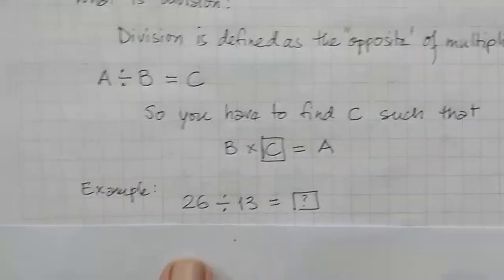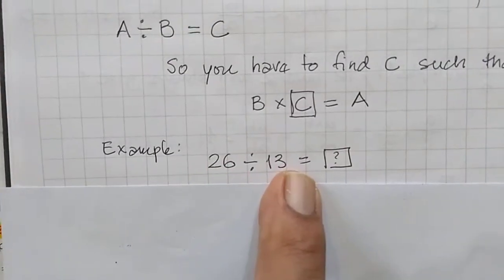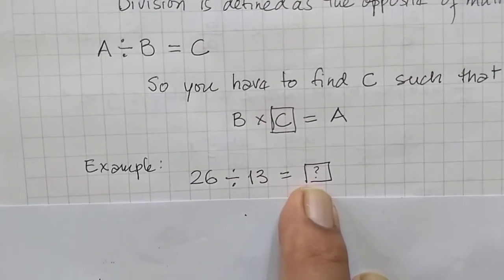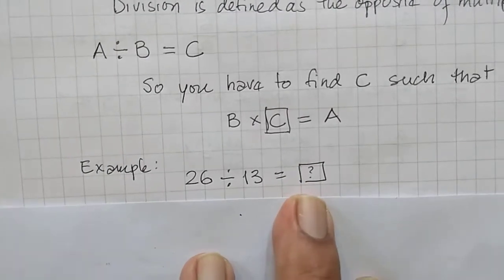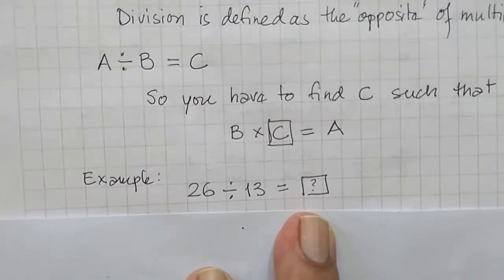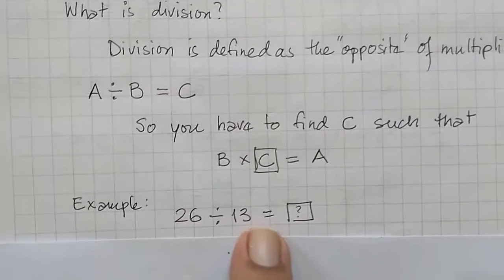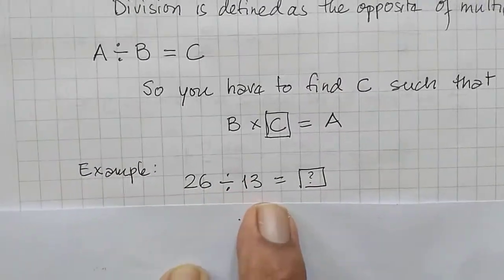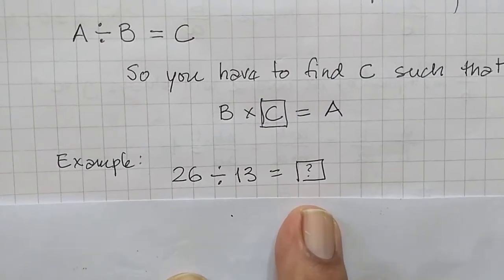So if I say 26 divided by 13, instead of C, I'm writing here a question mark in a box. This is my unknown. This is what I want to find. Remember, we're not talking of fractions yet. We're just talking of division in general. So what is 26 divided by 13? You all know it is 2.